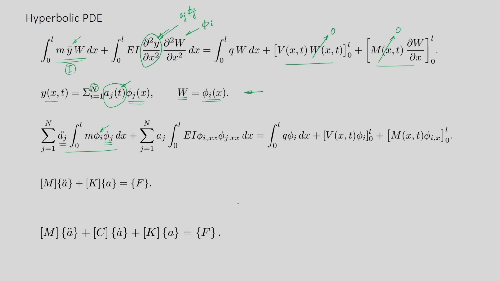Alright. Similarly, from the second term, what do we get? We get the second derivative of phi j. So we get aj times the second derivative of phi j, while replacing y as aj phi j, and phi i comma xx, which we got from the second derivative of w.